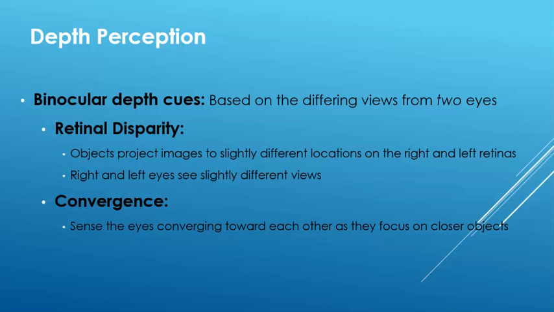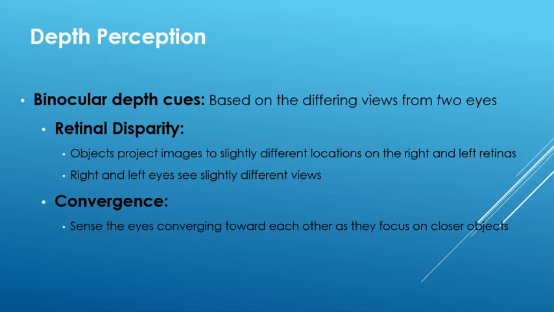And both eyes would be binocular depth cues. So this is looking at differing information from both eyes. When information from the left eye differs from information from the right eye, that can actually give us cues about the depth of something, because we can use that difference to measure the depth. So this is retinal disparity. Objects project images to slightly different locations on the left and right retinas. And then we use that information to figure out the difference.